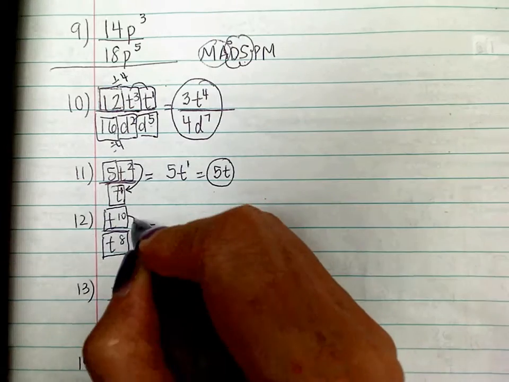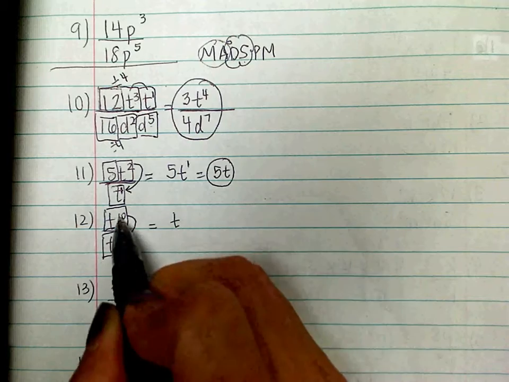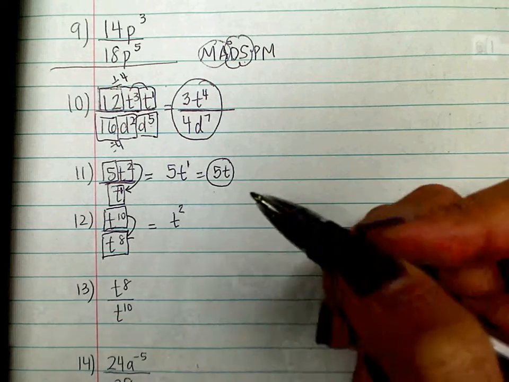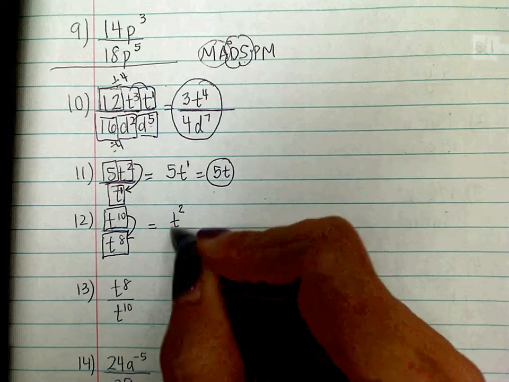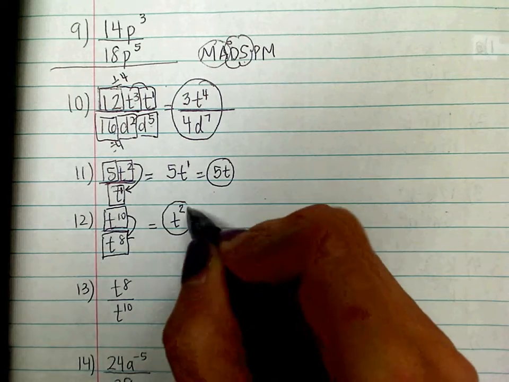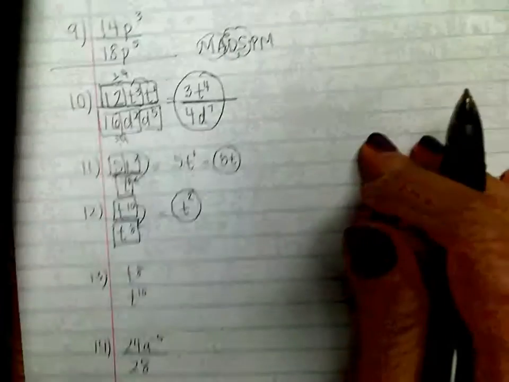So I'm going to subtract. So 10 minus 8 is positive 2. And since it's not negative, this is literally the final answer because there's nothing more you can do with that. Okay, so that's it. Number 13.